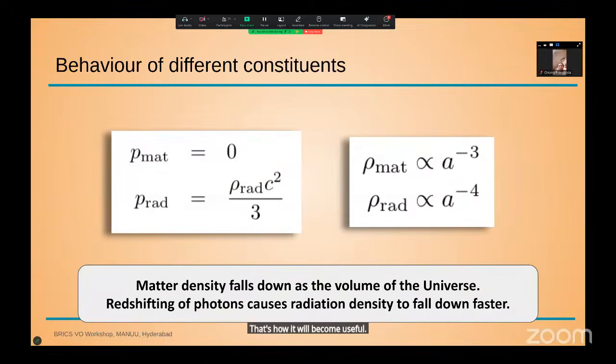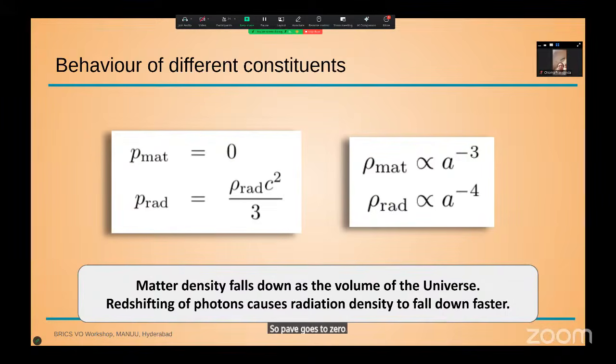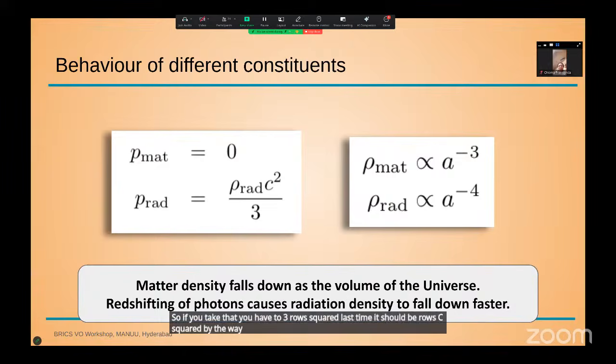So now let's think about some of these constituents. I told you for matter, pressure is 0 because rho v square is very small compared to rho c square. So P is close to 0. For radiation, P is rho c square by 3. Did I say 3 rho c square? Last time it should be rho c square by 3. By mistake, I said that wrong. So P should be 1/3 rho c square.